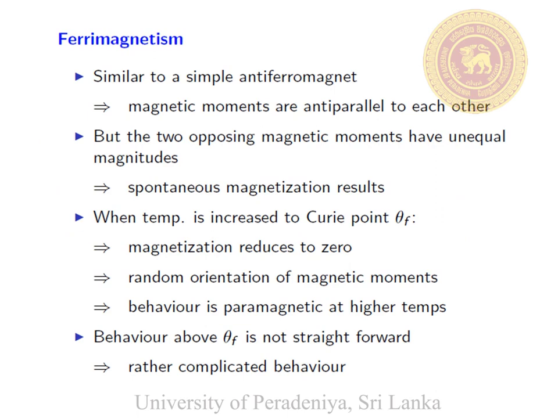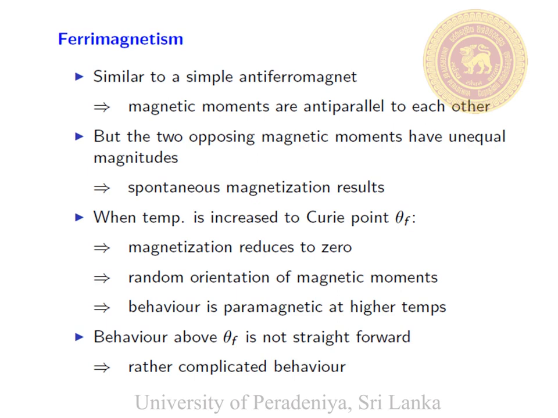In ferrimagnetic materials, magnetic moments on two different sites are in opposite directions. They have different magnitudes. So there is a net magnetic moment in ferrimagnetic materials.